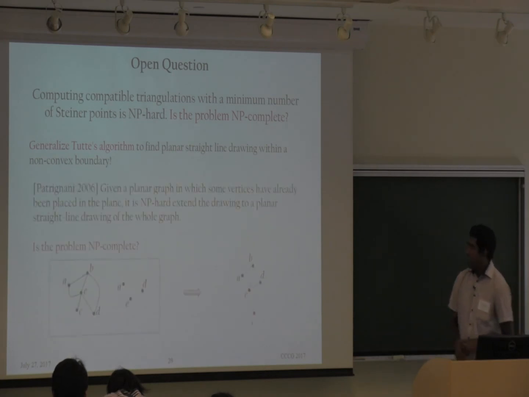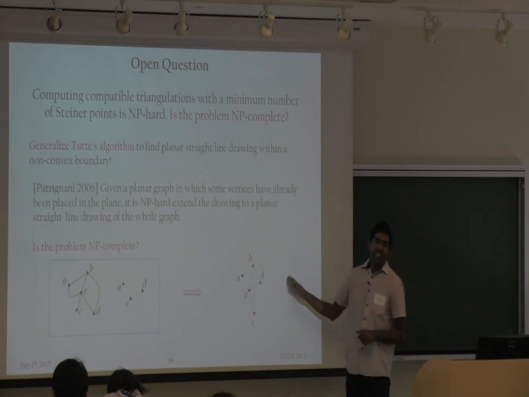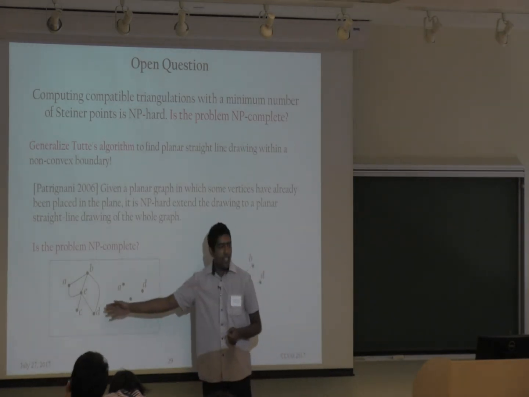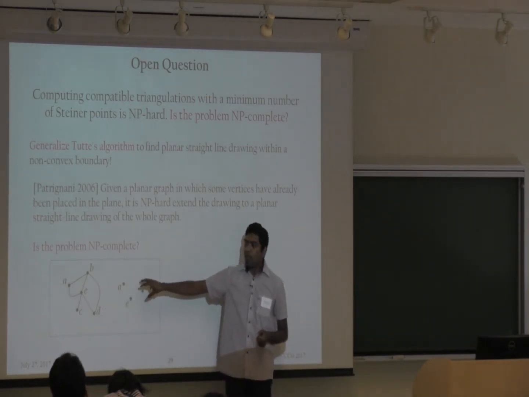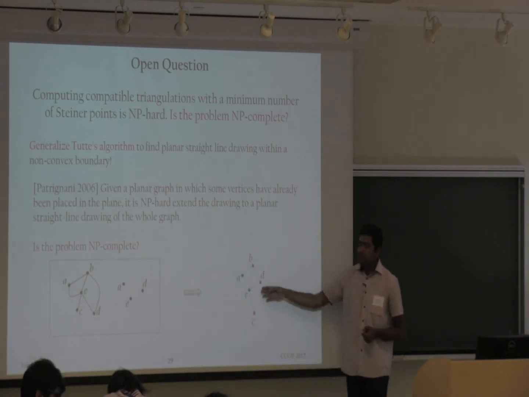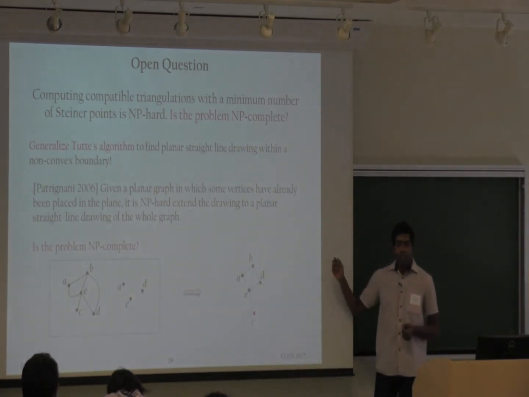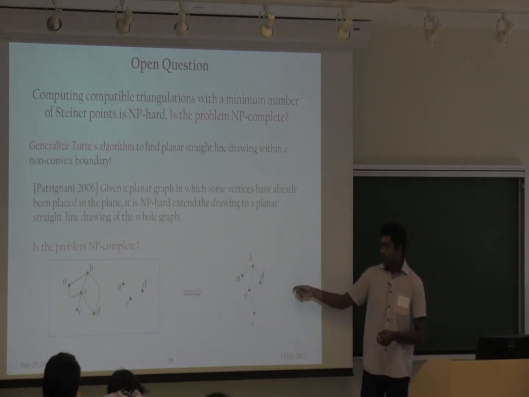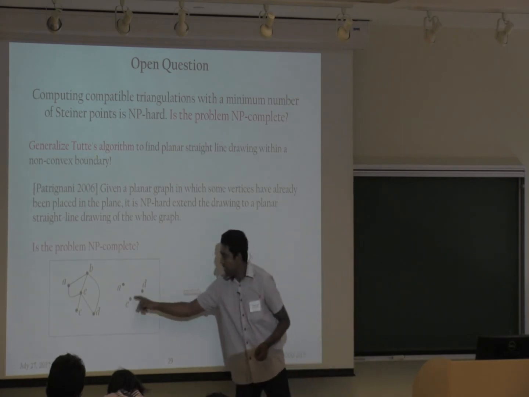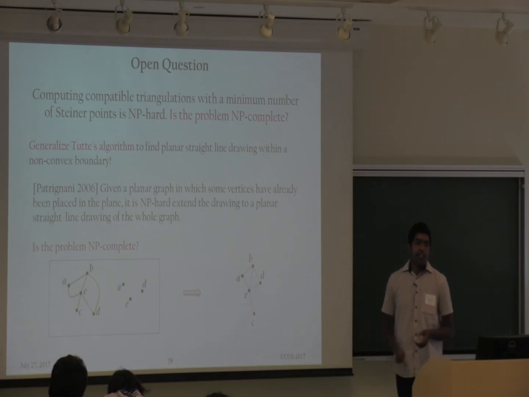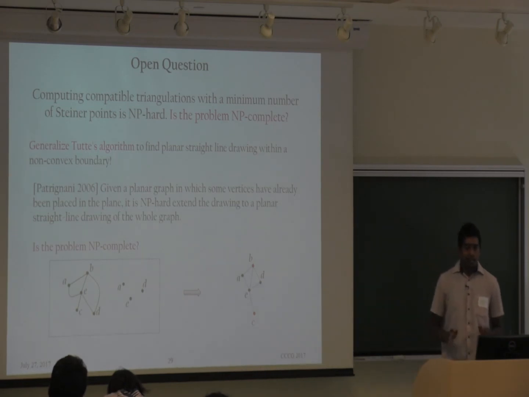And this is not the only candidate. There are other candidates that we do not know to be NP complete. So first, you have a planar graph and for some vertices you have their locations, and you want to extend that to a nice planar straight line drawing, where B and C here you can choose where to place them, while A, E, D are already placed. For this problem we do not know whether deciding it is NP complete or not.